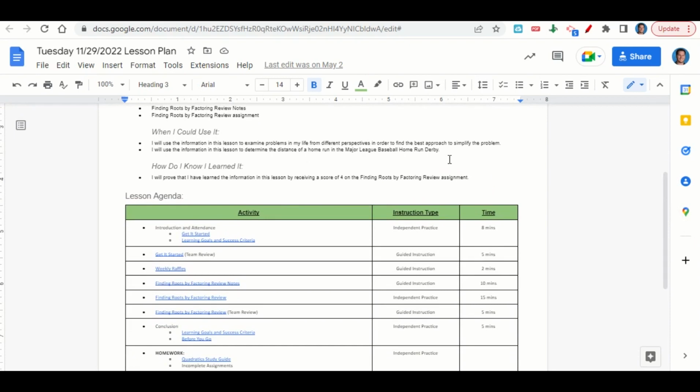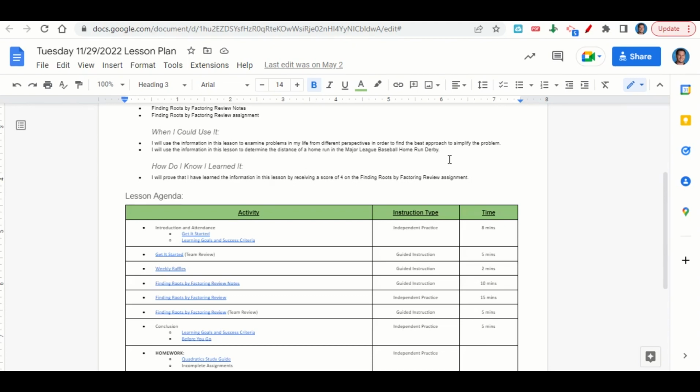Now let's take a look at our agenda for today. We'll begin by going over the learning goals and success criteria. While we do that, you'll fill out your Get It Started. Once you've completed your Get It Started, we'll go over it together and answer any questions that you may have. Next, we'll do our weekly raffle. After that, we'll go over the Finding Roots by Factoring Review notes.